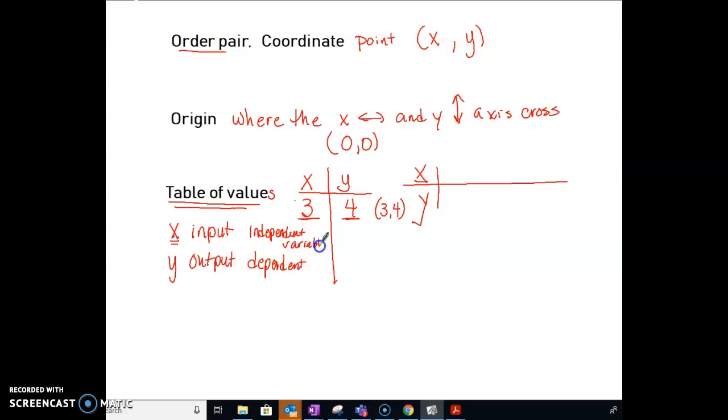So at the bottom of your page, write down these words. You will see them a lot later, and those are your notes for graphing on a coordinate plane. Get these down.